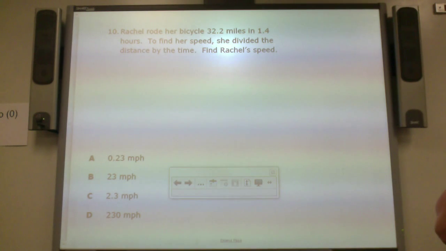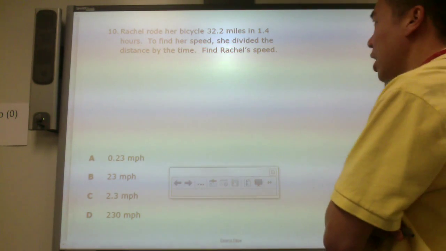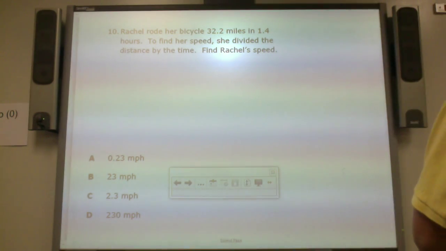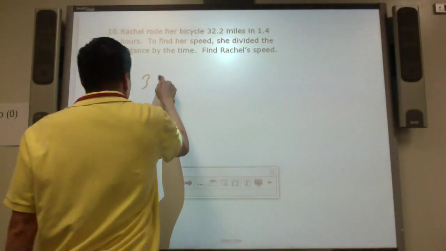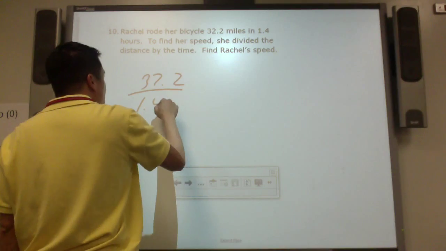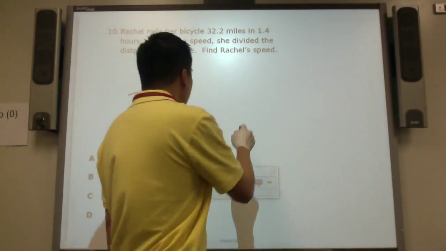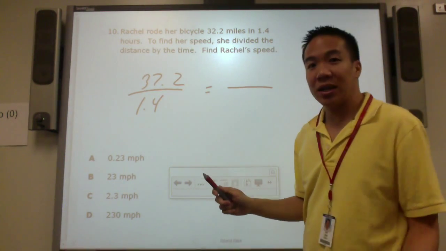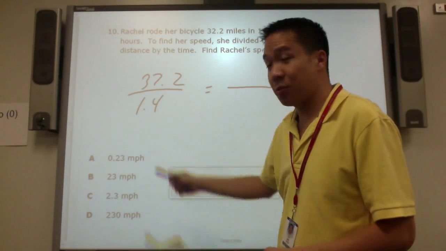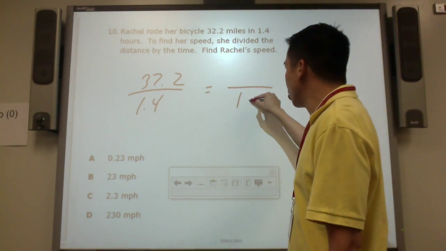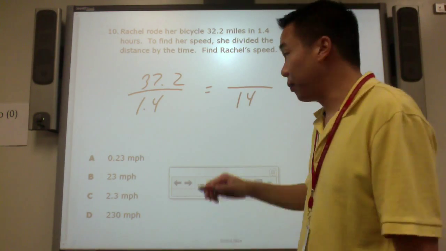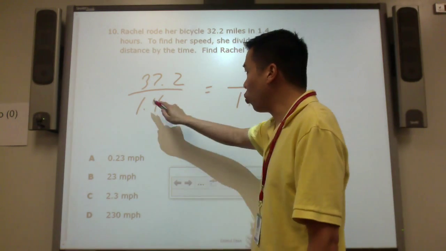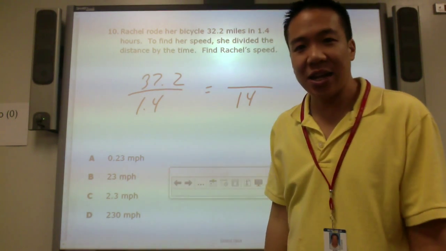Number 10. Rachel rode her bicycle 32 and 2/10 miles in 1 and 4/10 hours. To find her speed, she divided the distance by the time. So she's dividing 32 and 2/10 by 1 and 4/10. When we divide decimals, I don't want to work with this decimal. I want to turn this divisor into a whole number. So how do you turn 1 and 4/10 into 14?